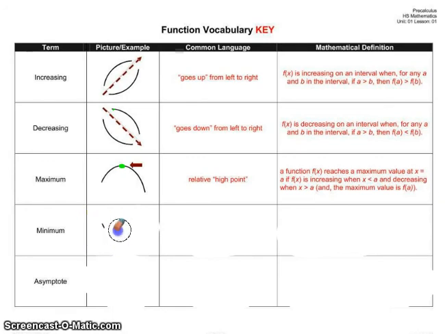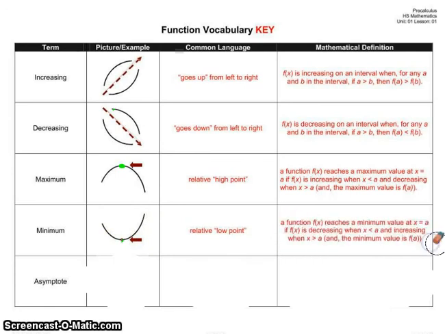Minimum should be just the opposite. Valley, common language, a relative low point. Mathematical definition: a function f of x reaches a minimum value at x equals a if f of x is decreasing when x is less than a and increasing when x is greater than a, and the minimum value is f of a.